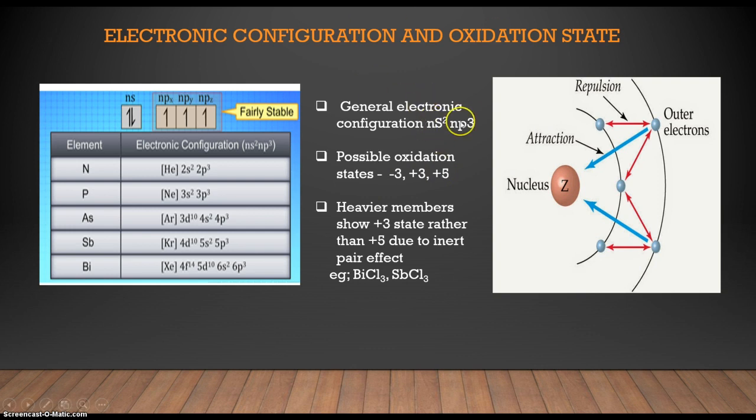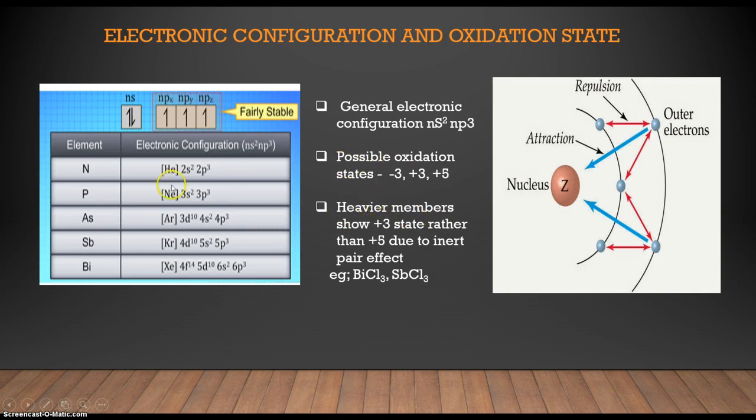As you can see over here, there are 5 electrons, 2 electrons from the s orbital and 3 electrons from the p orbital. So there are a total of 5 electrons in the outermost orbit of these elements. So they have two choices: either they accept 3 electrons from outside and exhibit an oxidation state of -3, or they can reject all the 5 electrons that are present in the valence shell and exhibit the oxidation state +5.